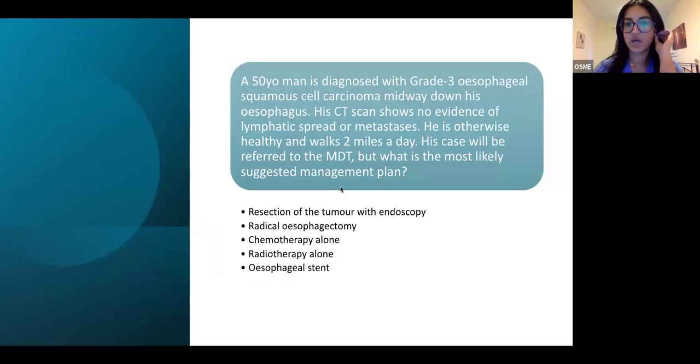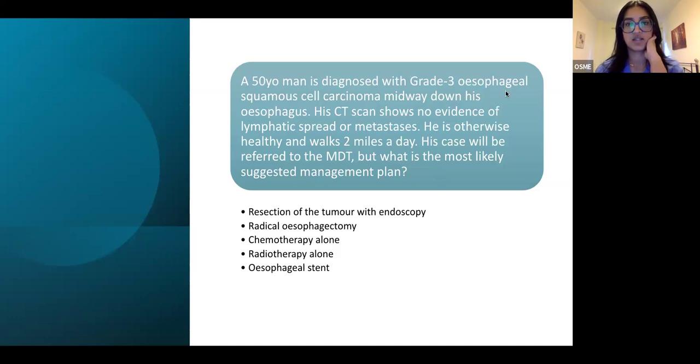Okay, so another question. A 50-year-old man is diagnosed with grade 3 esophageal squamous cell carcinoma midway down his esophagus. His CT scan shows no evidence of lymphatic spread or mets. He is otherwise healthy and walks 2 miles a day. His case will be referred to the MDT, but what is the most likely suggested management plan?